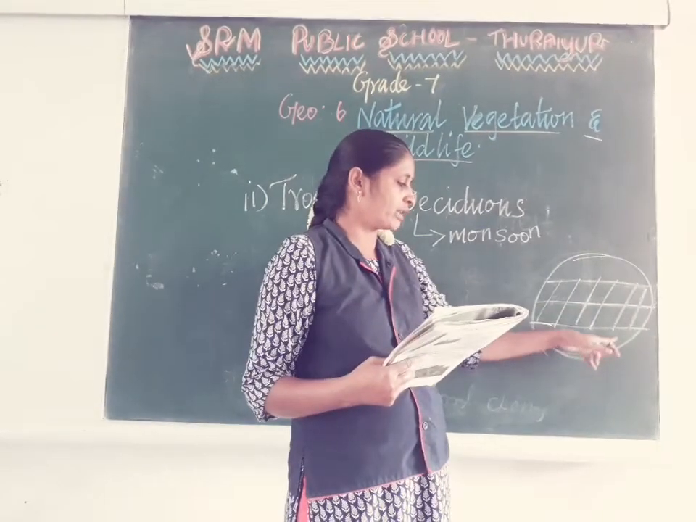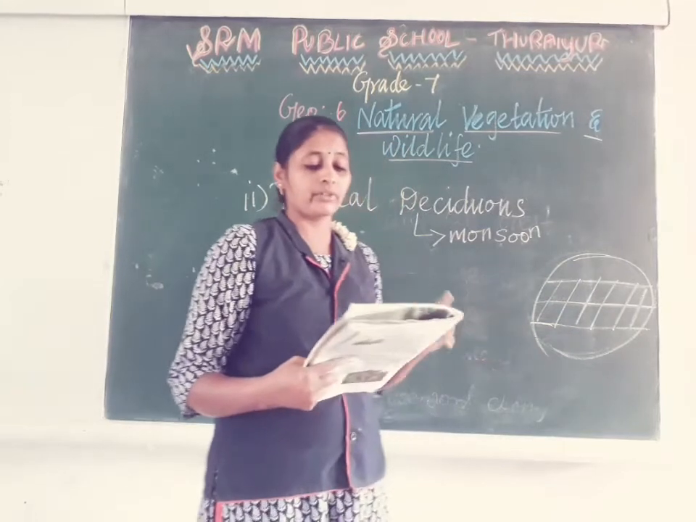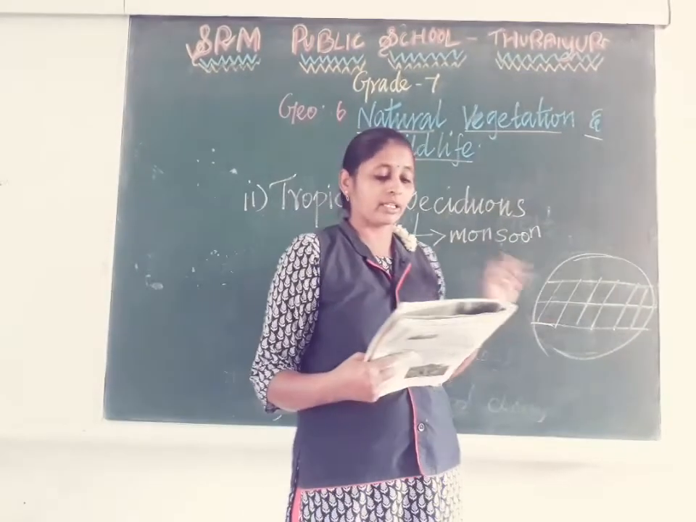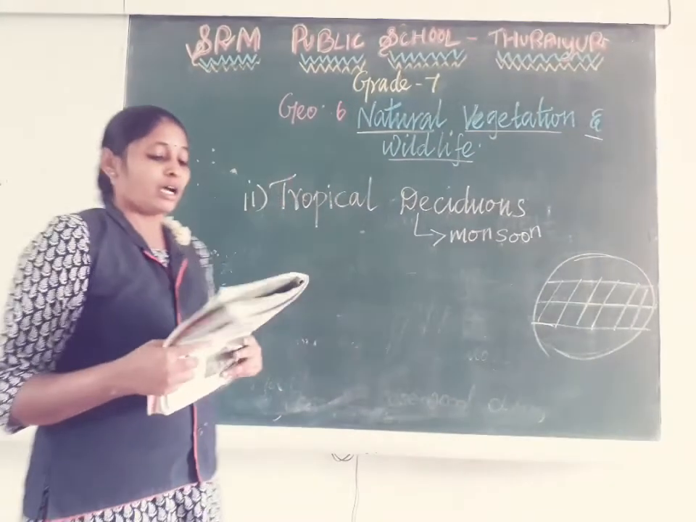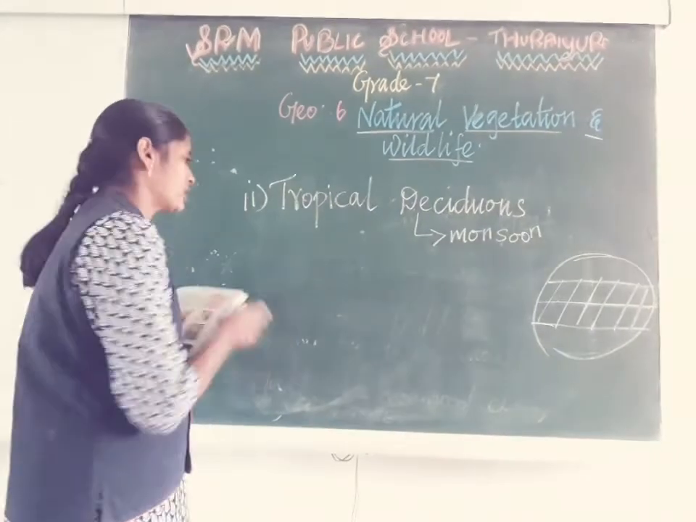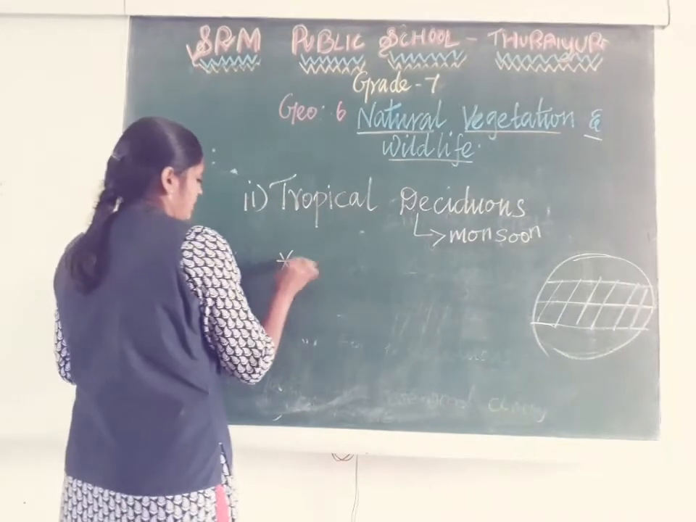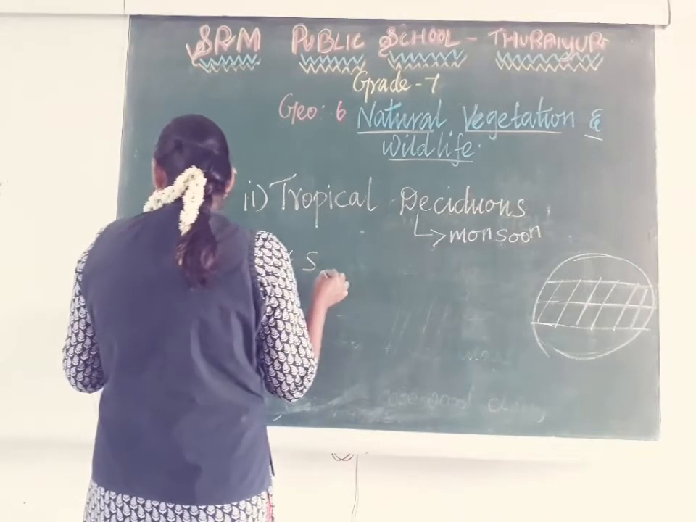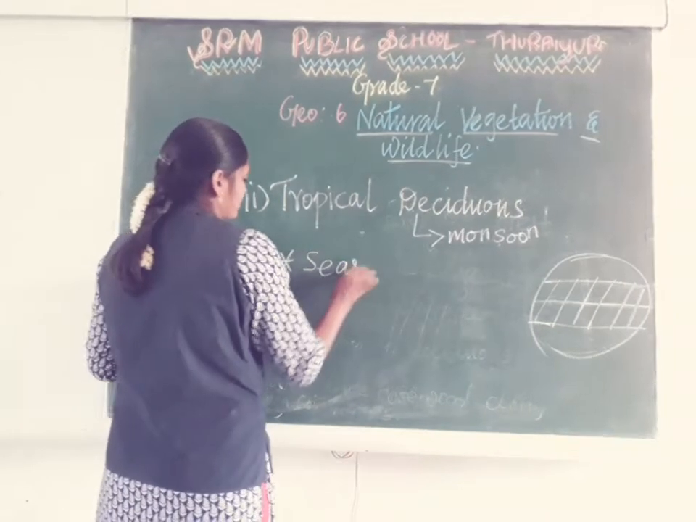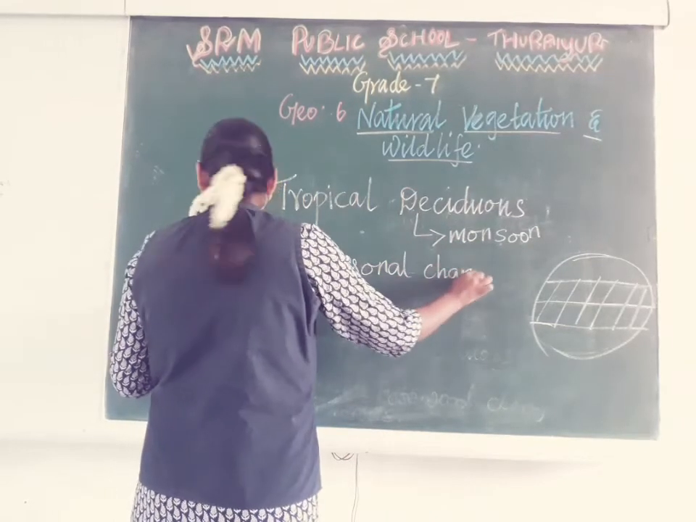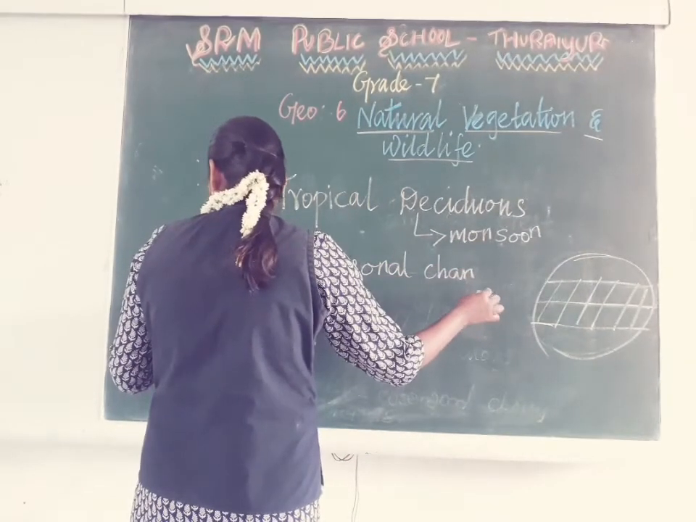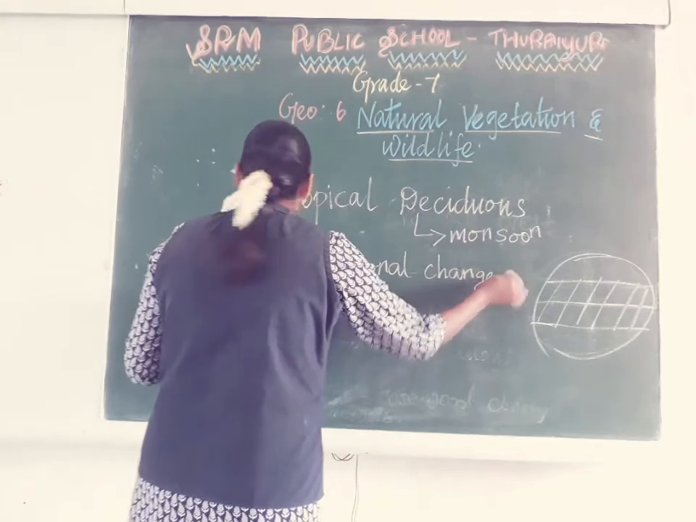Australia. Here we have Australia. So in northern Australia and Central America we can see the tropical deciduous forest. Because of seasonal change, the trees shed their leaves. I said before itself, because of seasonal change, the trees will shed their leaves to protect themselves from the hot weather.